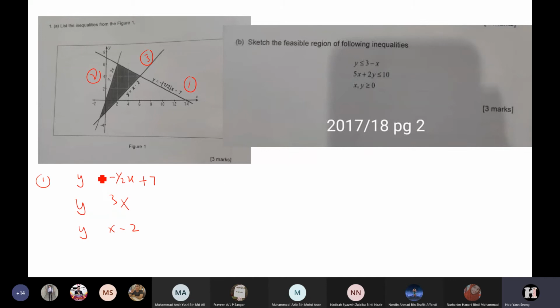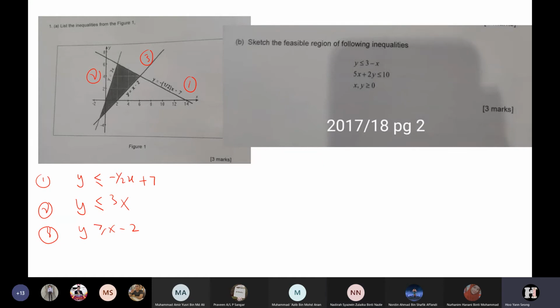So first one, what is the symbol here? The first one. Less or equal. Not less than. Second one, cepat. Less than or equal. Third one. More than or equal. Yeah. So, Tania dapat 3 markah.